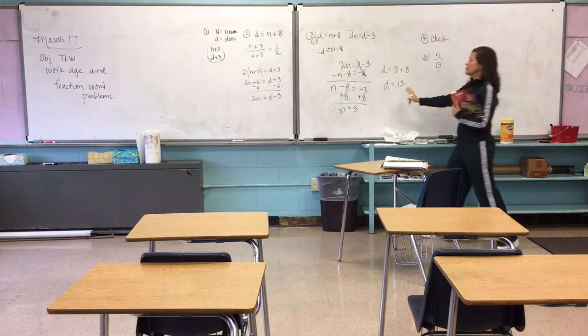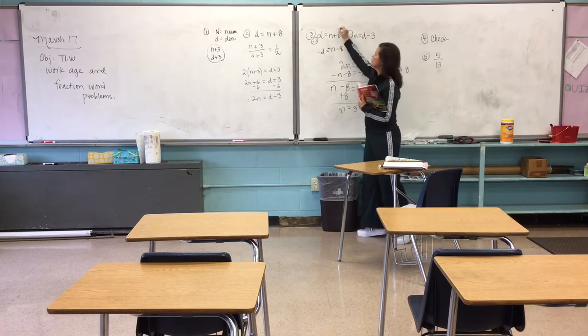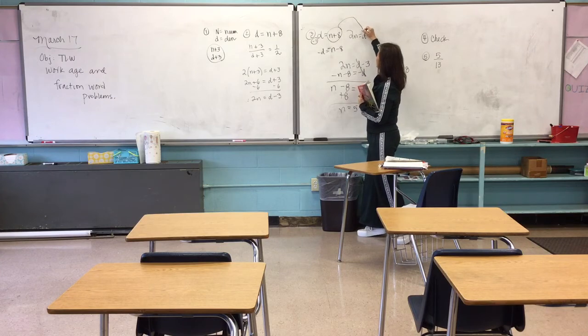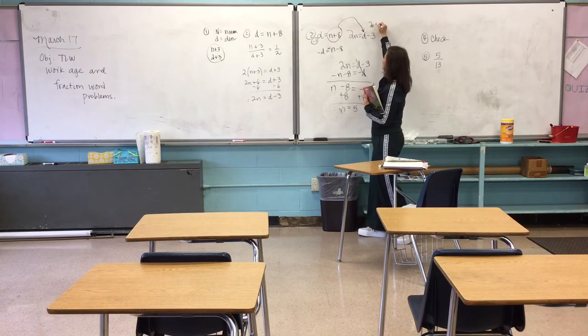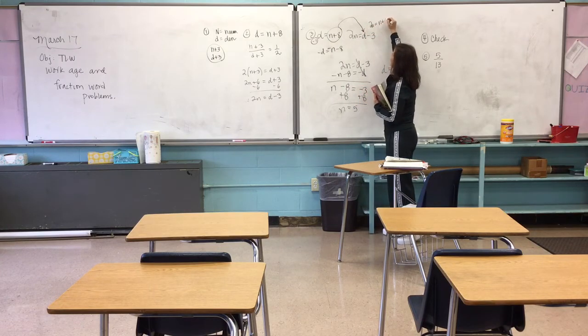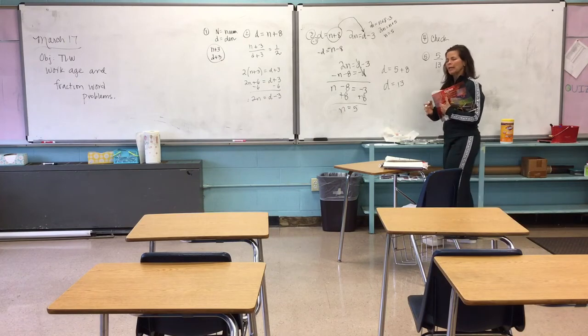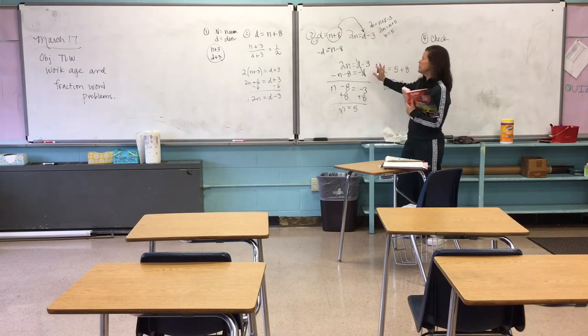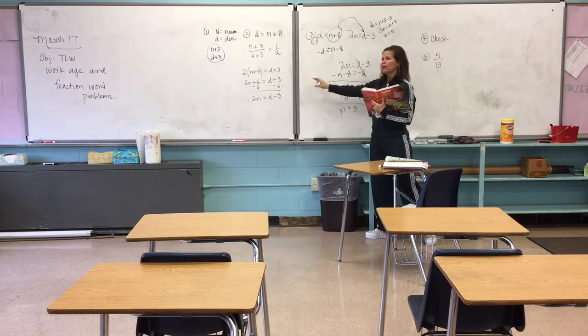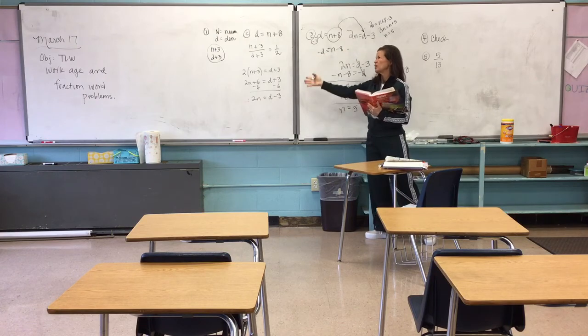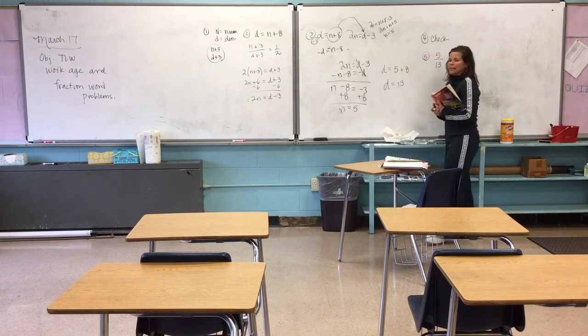Now if you don't want to use elimination, you don't have to. You can take this and plug it right there. 2n equals n plus 8 minus 3. 2n equals n plus 5. Subtract n on both sides, n is 5. I get the same answer, folks. You choose the way that you would like to do it. Some people like elimination better. To me, these work better using substitution because it's already kind of set up for it. You don't have to do any extra work.